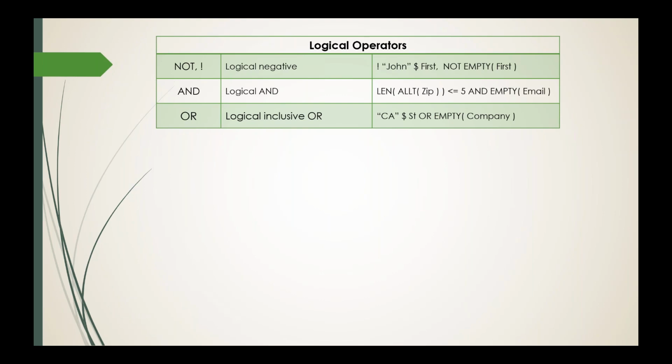Next, we have our logical and. This is actually going to take two expressions, and if they are both true, then it's going to return true. So here we have len, which is our length, altrim zip is less than or equal to 5. So basically, as long as our zip field is 5 characters or under, and empty email. If the length of the zip code is less than or equal to 5, and the email field is empty, this would return as true. If either of those were false, it would return the entire thing as false.